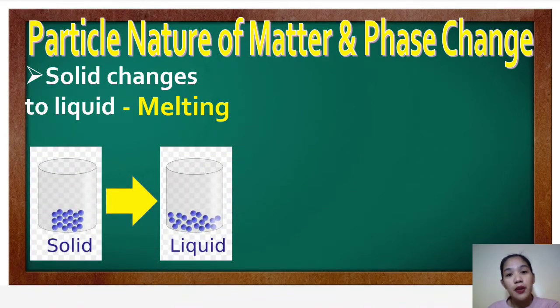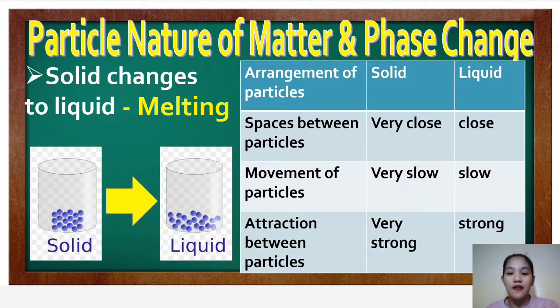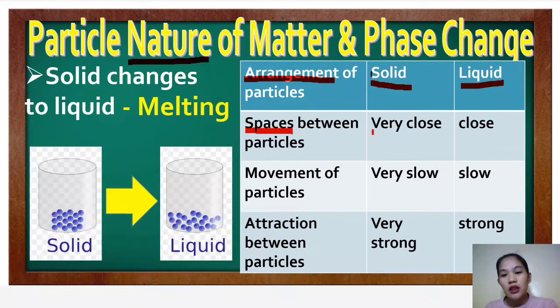And what will happen to the particles of solid if it will change into liquid? Well, as you can see in the illustration, it really changes. So the particle nature of solid will change into that of liquid. So if you look at the illustrated table, from solid it will change into liquid. So what will happen to the nature of particles in terms of arrangement? Okay, so for space between particles, of course, from solid, which is very close, it will become close. Okay, the space will be close to each other, but not as close as before.